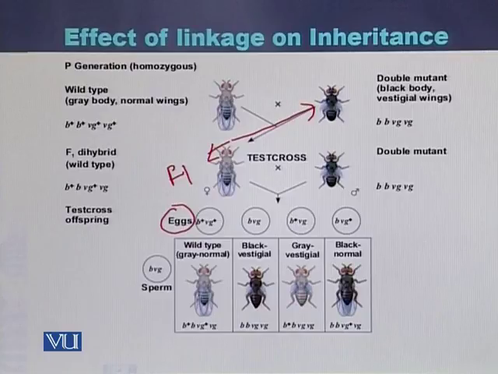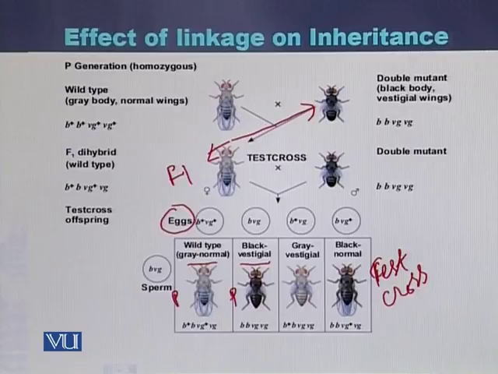When the F2 generation was obtained as a result of the test cross, there were some flies which were wild type, gray and normal. There were some flies which were black and vestigial, like the parental. This is parental, this is parental, but there were some flies which were gray and vestigial, a new phenotype, and black with normal wings. They were not similar to the parents. So these two types were not similar to the parent flies.